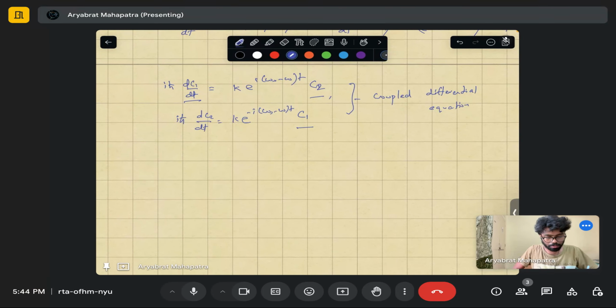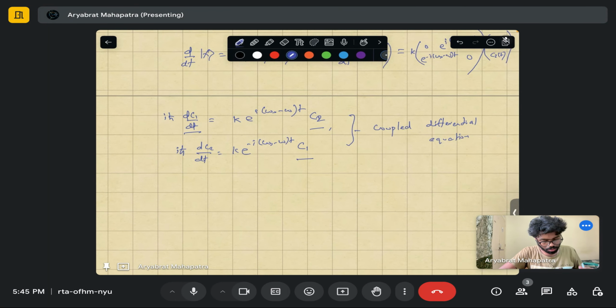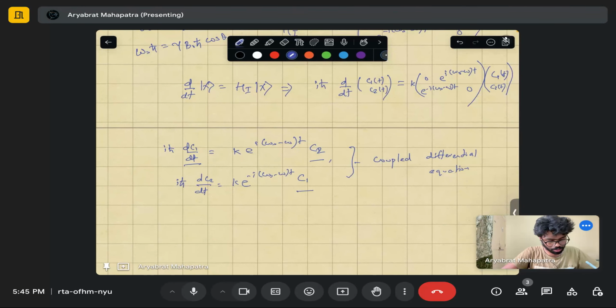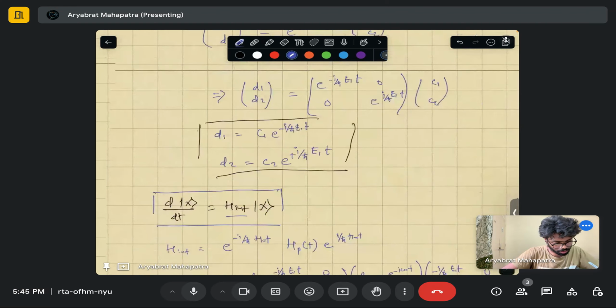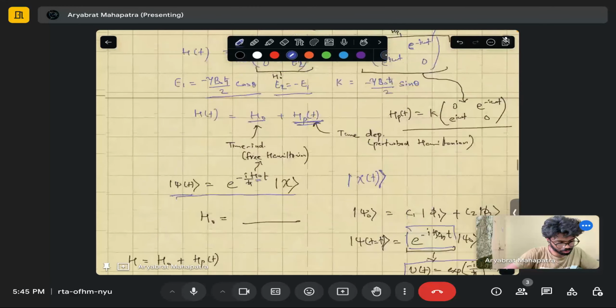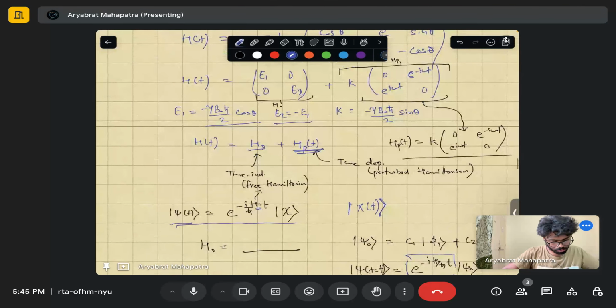To decouple them, we do a very smart trick. We take the derivative of both equations once again. Let me write what k was initially. k is minus gamma v naught h bar by d.